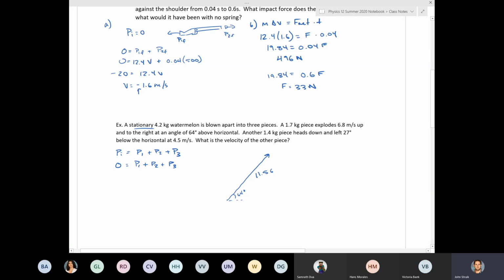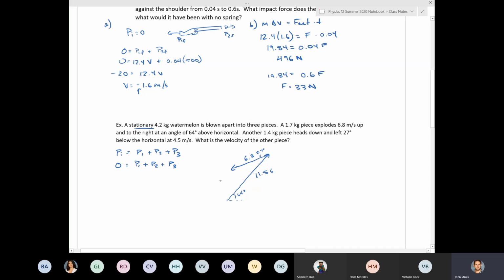Down and left 27 degrees. I'm supposed to be right, I think. So it's going this way, and it's 1.4 times 4.5. 1.4 times 4.5 is 6.3, so it's going to be smaller than the other one. So something like that. I actually don't know which way it's going, but that's okay.